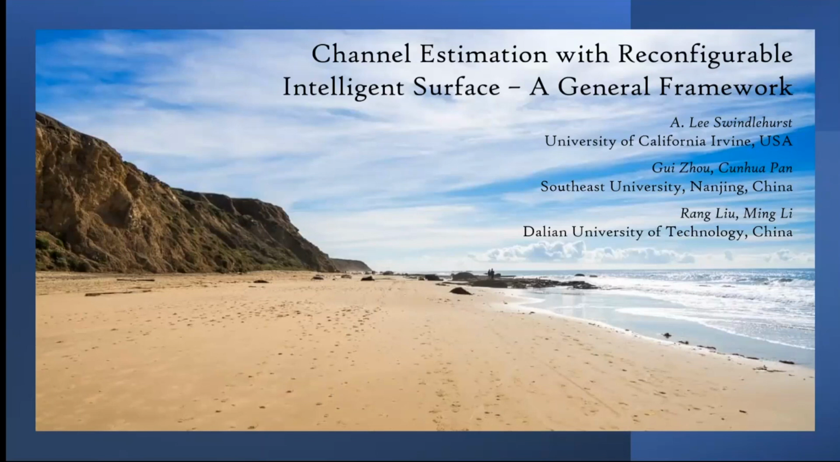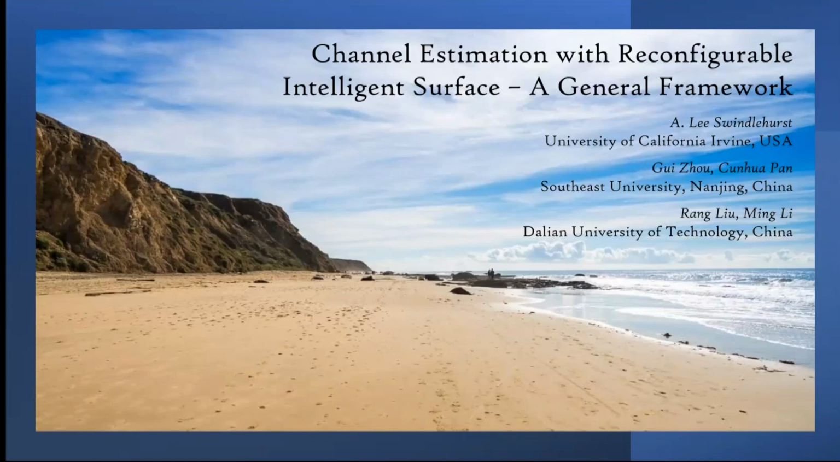As Marco mentioned, my background is more in signal processing, so channel estimation is probably the most critical signal processing problem that has to be solved for these surfaces. I want to just acknowledge my colleagues here that also participated with me on this work.